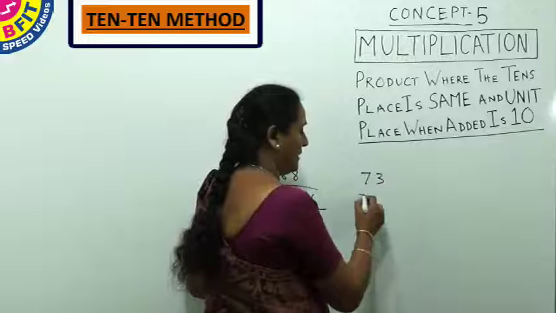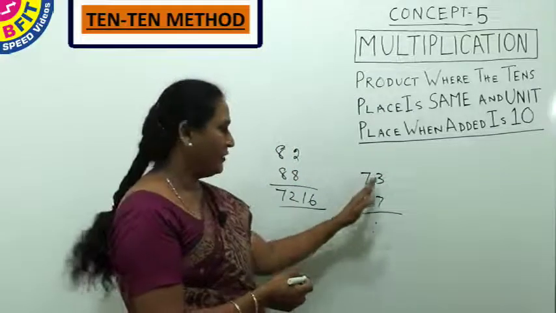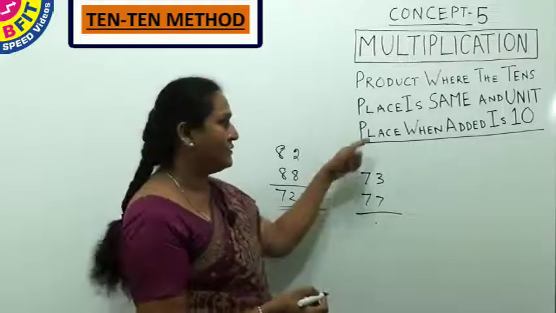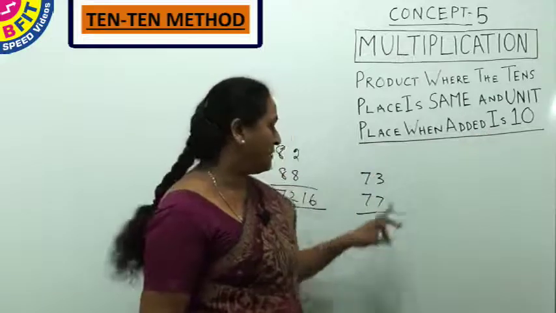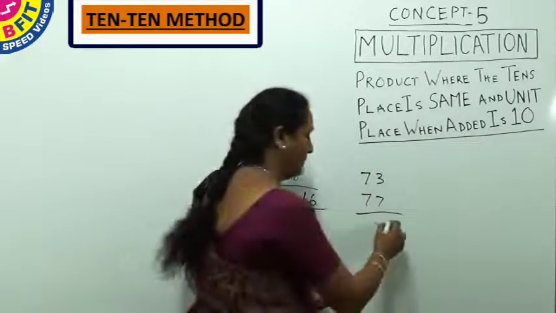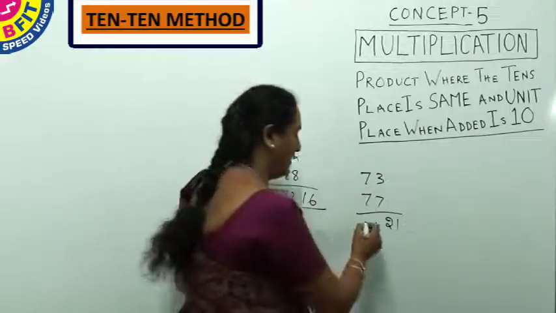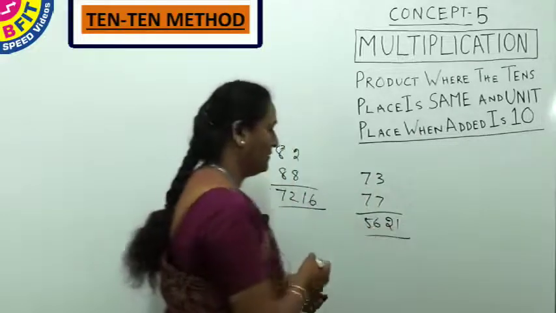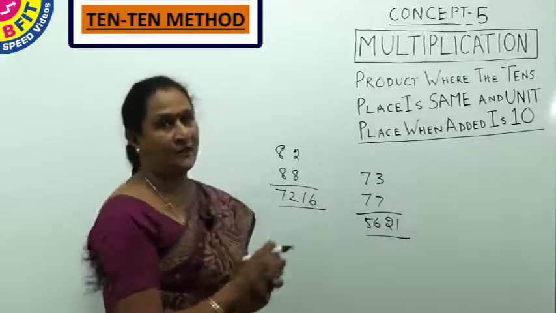Say suppose you are multiplying 73 and 77. The tens place is the same. The unit places, when added, make 10. So we can use this concept. What is the product of 3 and 7? 21. Then 7 into its following number, 7 into 8, 56. So without any paperwork, we can get the answer for this type of question.